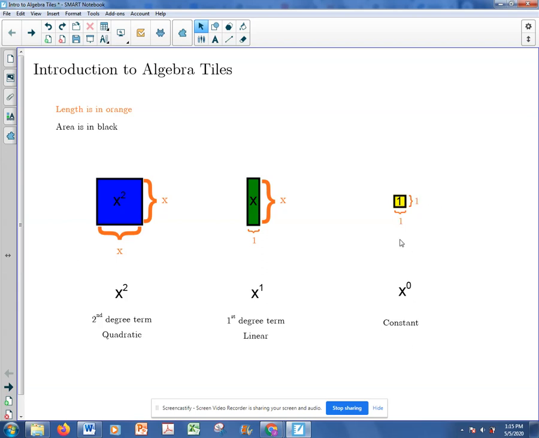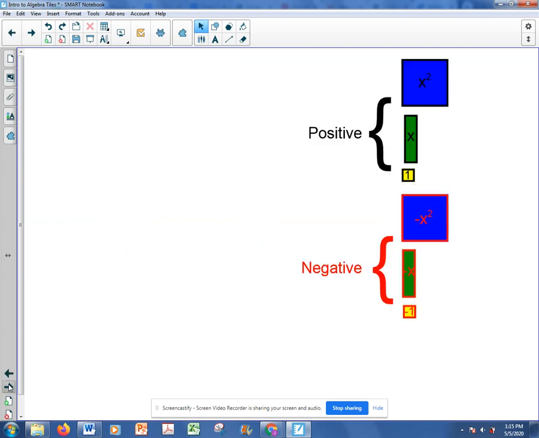And then here are my constants. There are no x's in here. All we have is a 1 by a 1, so that ends up being my units, my constants. All right. And then we have those, and their alter egos. The positives are in black. Now, in my classroom, the negatives were all red, but on the software we're going to work with, they use the outline in black.